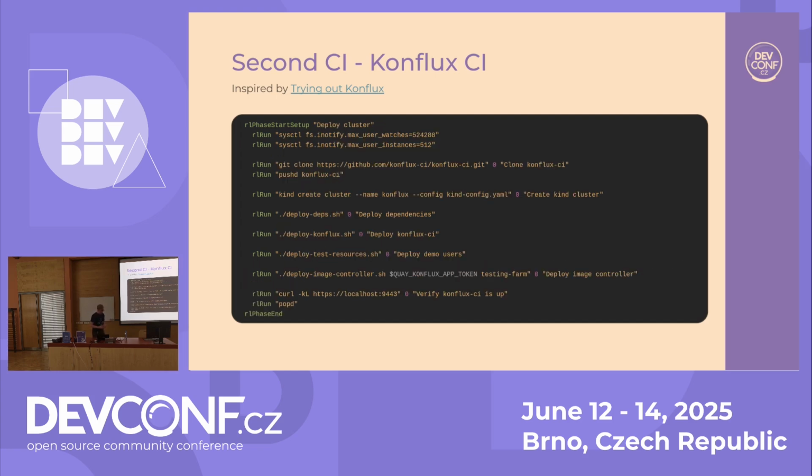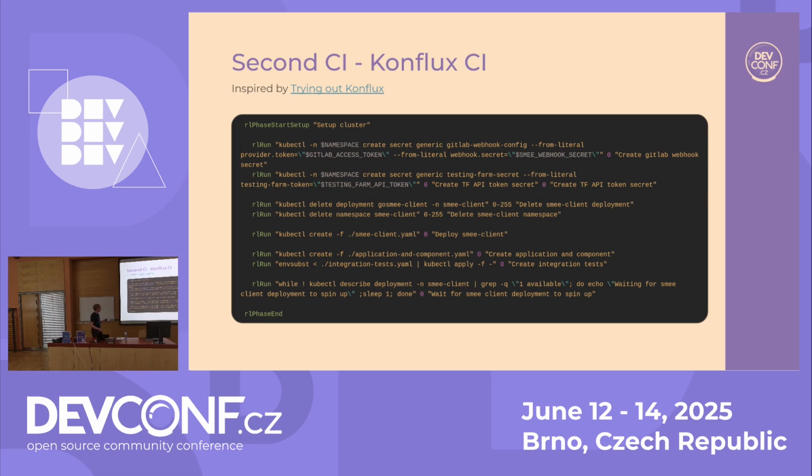Next, the script bootstraps the cluster. The first two lines increase the inotify resource limits to avoid issues with too many open files. It was from the guide. And then we follow again the guide steps like cloning the Konflux CI repository, creating a kind cluster, deploying dependencies, and deploying Konflux CI itself. Then we deploy demo users and deploy the image controller. And finally, we are verifying Konflux CI is up.